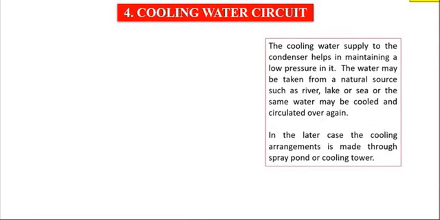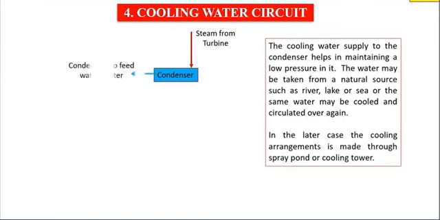The fourth circuit is the cooling water circuit. The steam from the turbine is passed through the condenser. After condensation, it is sent to the feed water heater. Here, the cooling water which comes out of the condenser is warm. It is passed to the cooling tower. After cooling, it is again pumped back to the condenser.